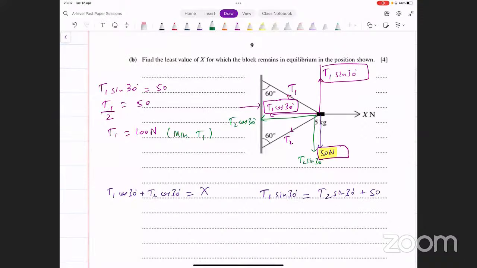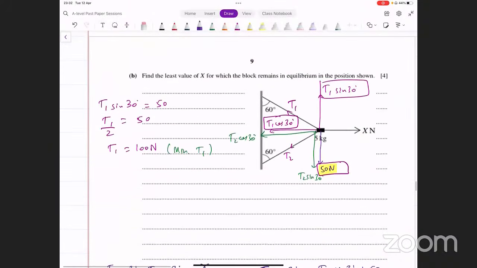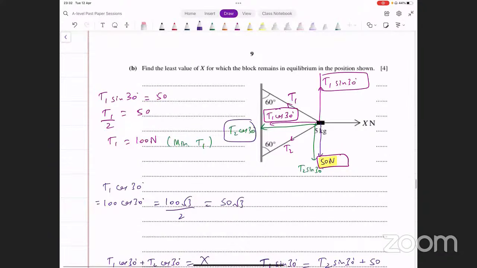T1 का कंपोनेंट लेफ्ट पे कितना लग रहा है? T1 का कंपोनेंट जो लेफ्ट पे लग रहा है, that is T1 cos 30. अगर T1 को हम 100 लेते हैं यहाँ पे, 100 cos 30, that's going to give us 100 into square root of 3/2, and that is 50 square root of 3.